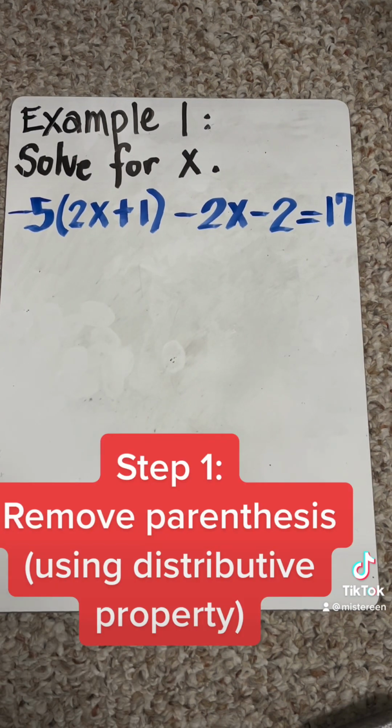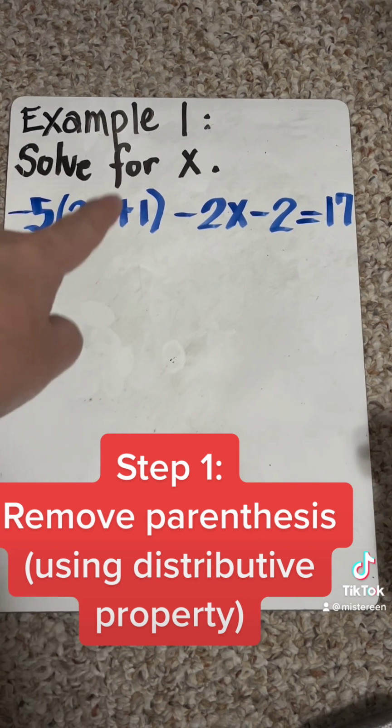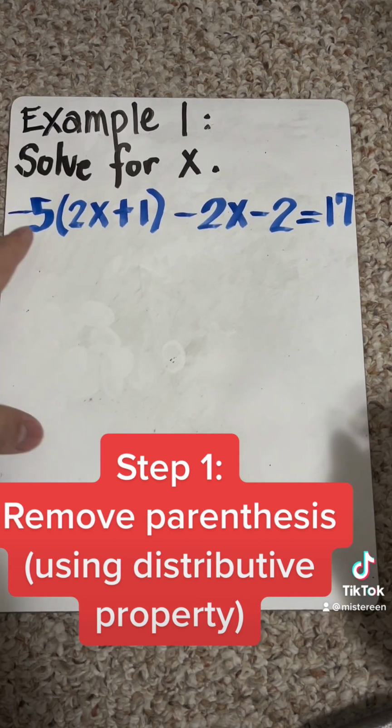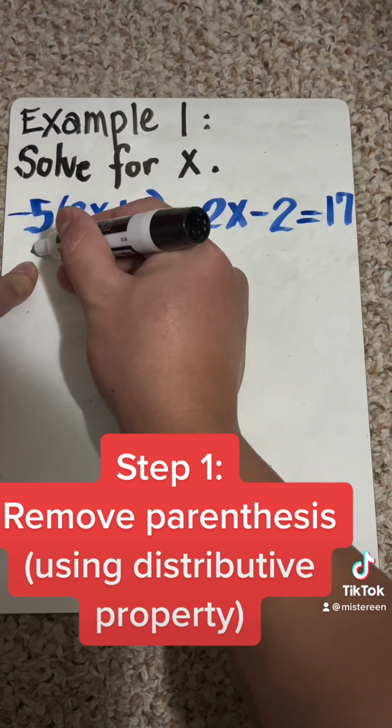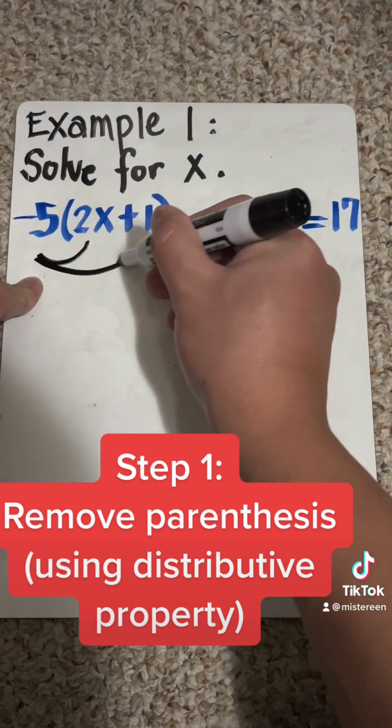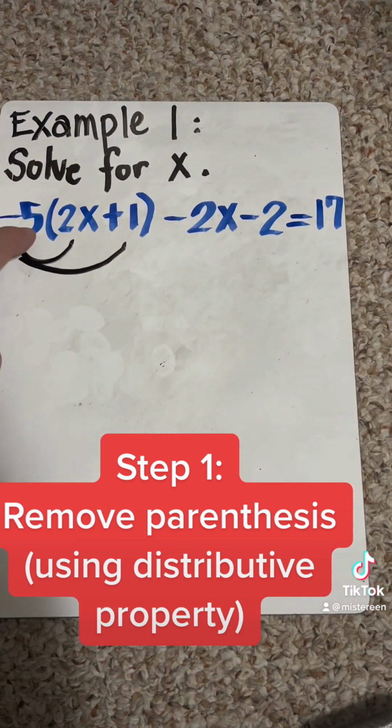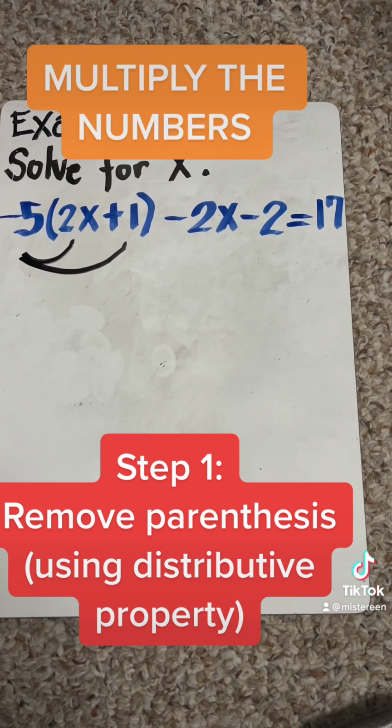Step number 1 is to remove the parentheses. As you can see in our equation, we have these parentheses, so we have to remove them. We will use the so-called distributive property. Here's how you do it. We use the number outside and distribute it to each number inside the parentheses, and the operation will be multiplication.